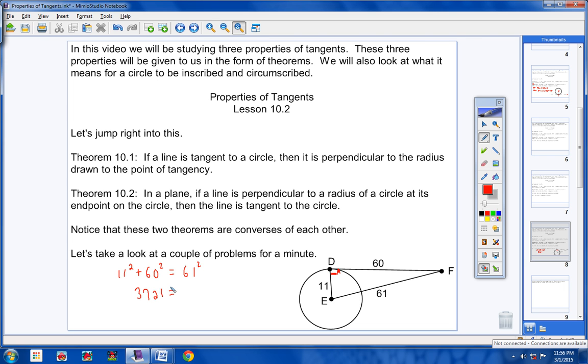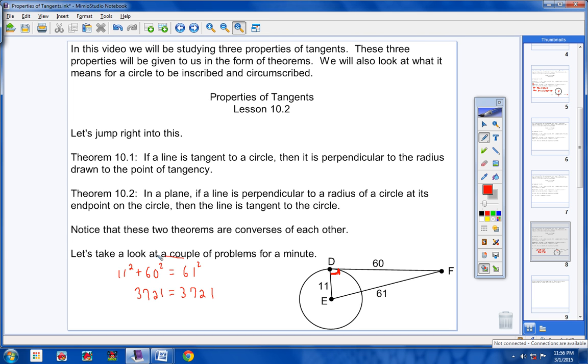61 squared also gives you 3,721. So we do have a Pythagorean triple. Thus that means I have a right triangle, which means I have a right angle. So if I have a right angle, DF is perpendicular to DE, which means DF has to be tangent. Okay, so there we go.